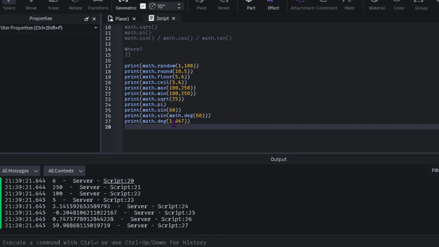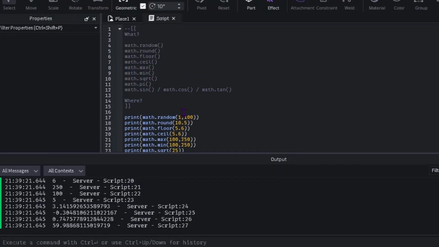And the next one is math.degree 1.047. Basically it converts this radians into degree form, and that's why it says 59.9, approximately 60. So that was it for today's video.